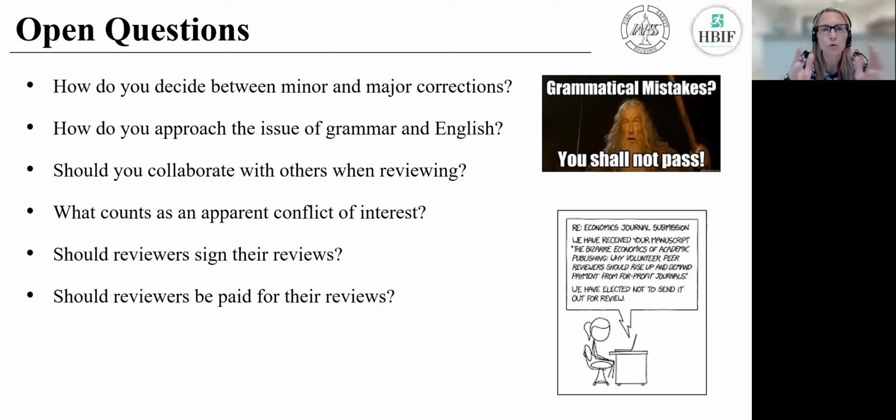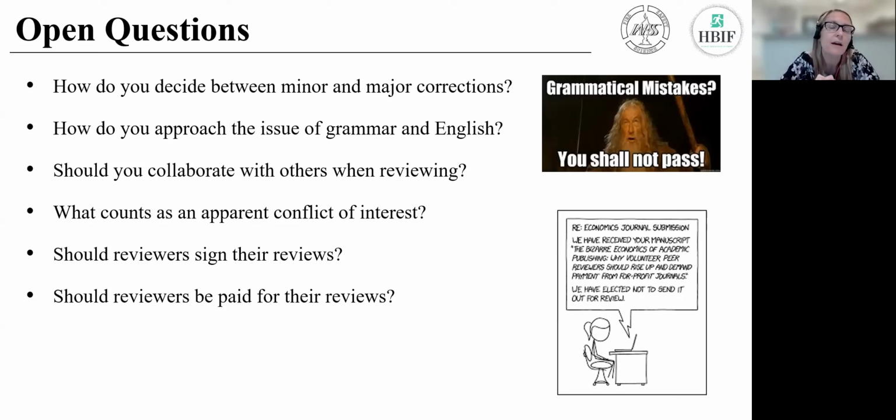What counts as an apparent conflict of interest? Yes, the journals likely account for that and have rules on that, but do we know of those rules, and are we following them? And what does that mean for a reviewer?